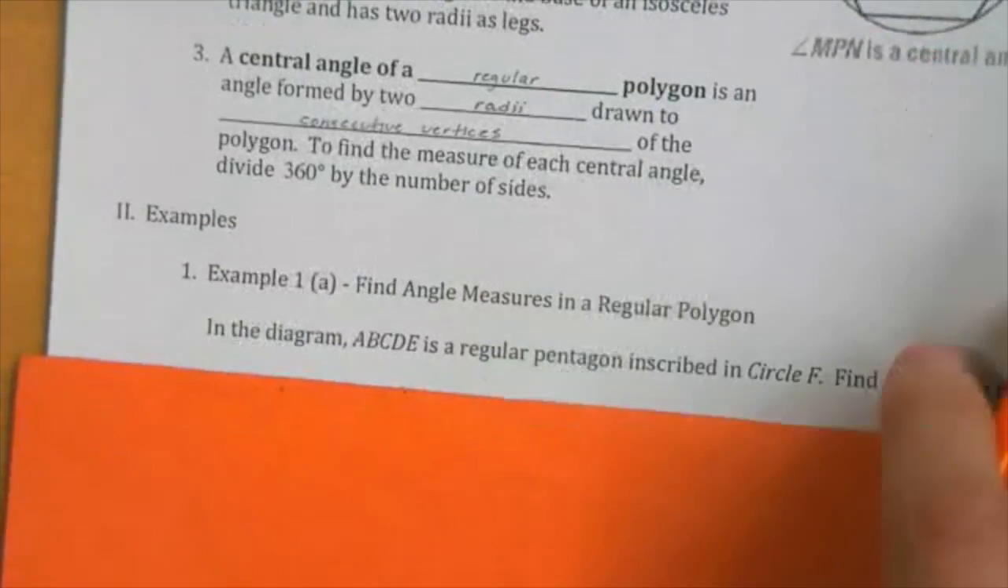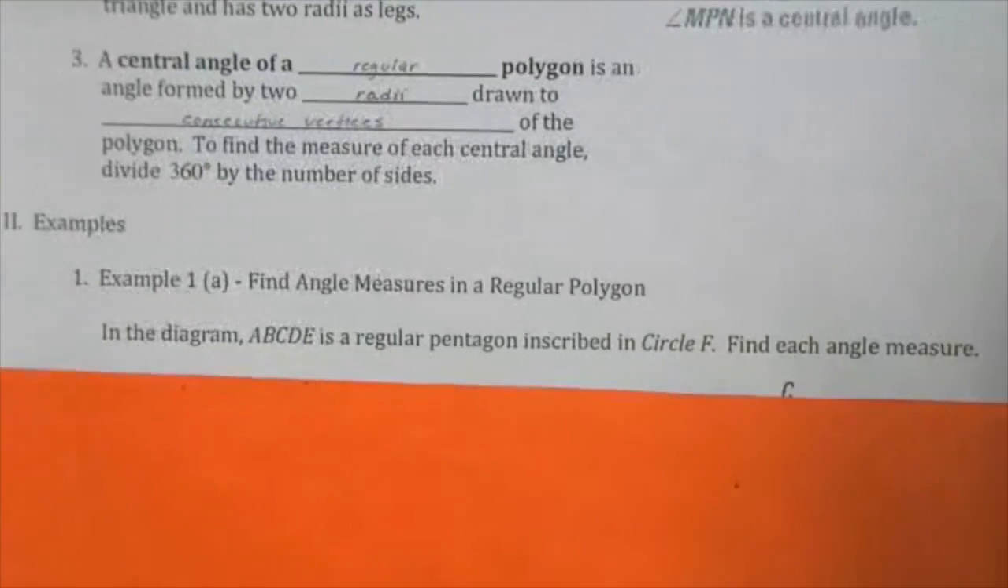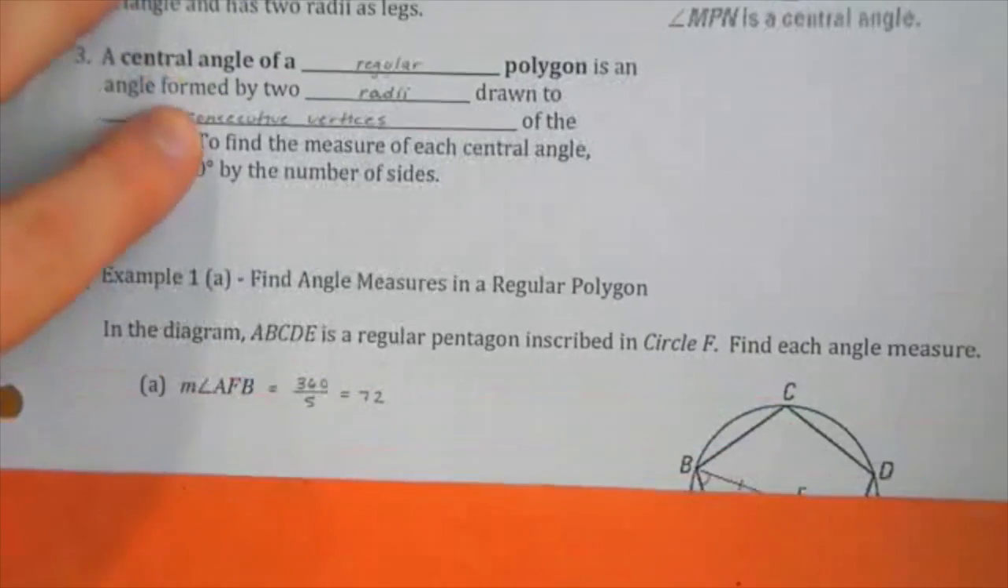All right, so example 1, find angle measures in a regular polygon. So in the diagram, ABCDE is a regular polygon inscribed in circle F. Find each angle measure. So go ahead and press pause on the video and work these out, and then I will show you the answers. I said, please press pause. All right.